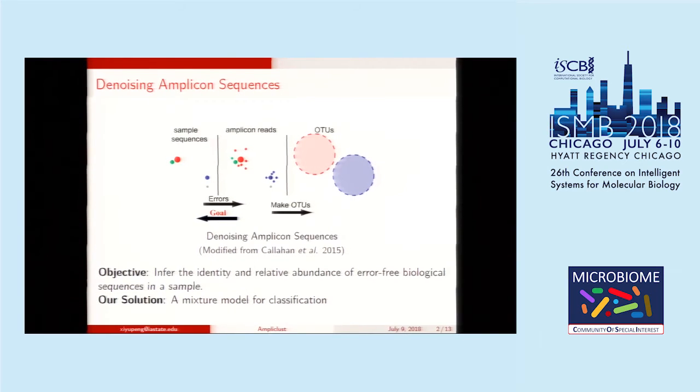So recently, new methods are developed to focus on finding the exact sequences in the sample. This is also the objective of our algorithm. We want to infer the identity and relative abundance of error-free biological sequences in the sample. And we propose a mixture model for this problem.